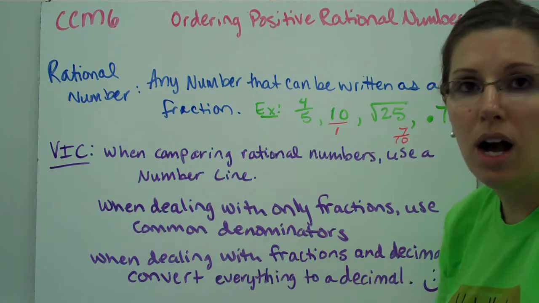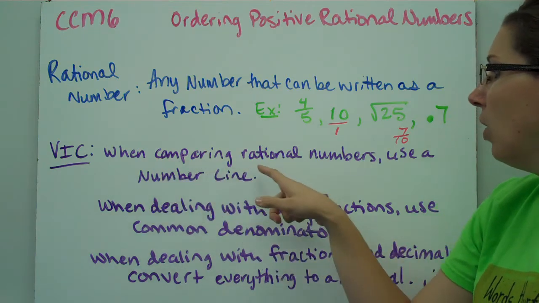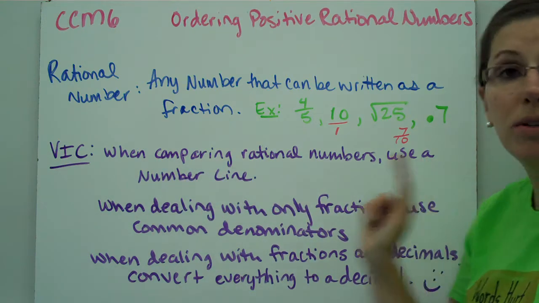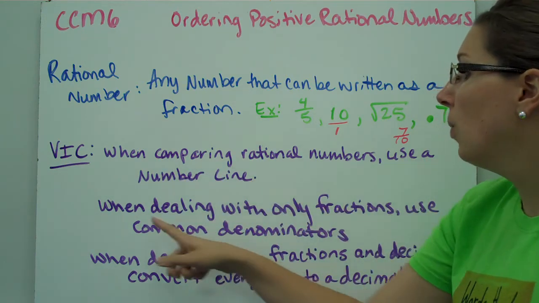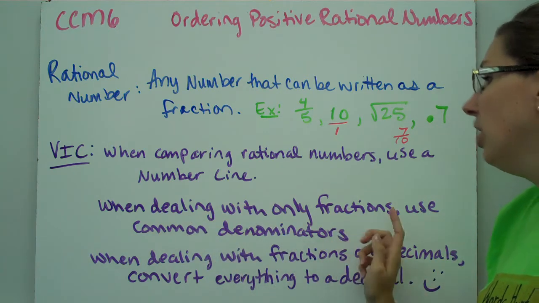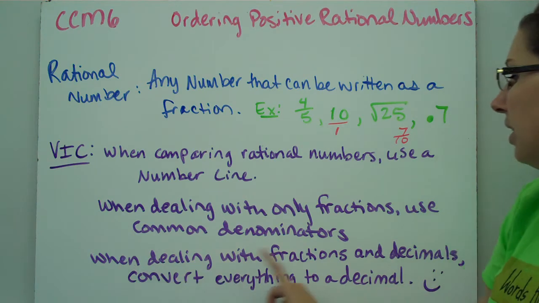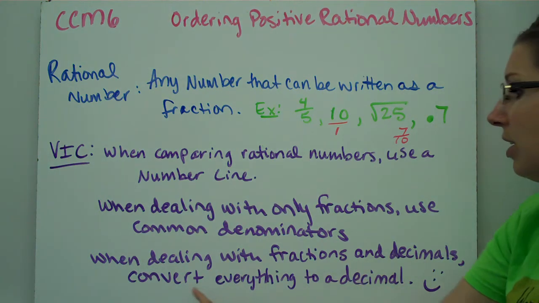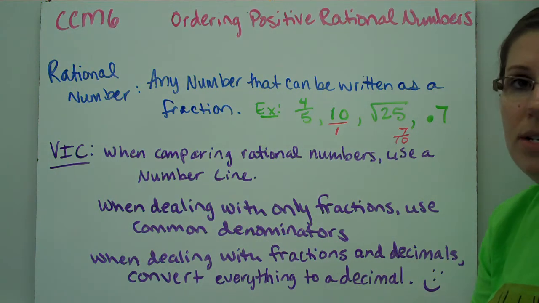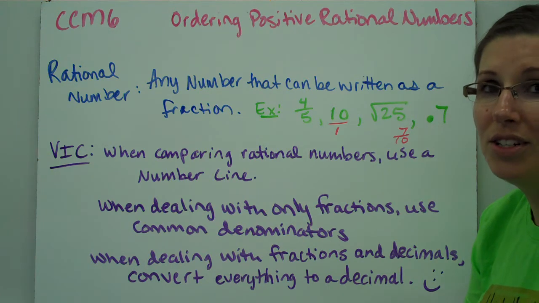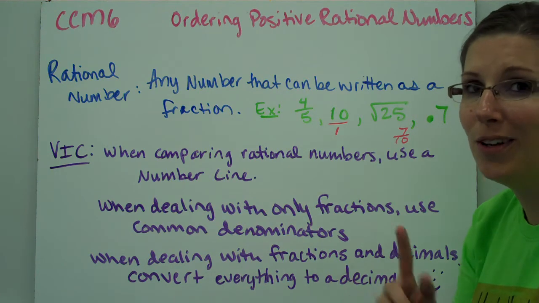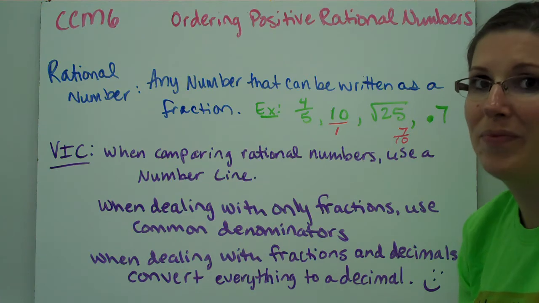Some very important concepts. When comparing rational numbers, you can use a number line. When dealing with only fractions, use common denominators so you can compare. And when dealing with fractions and decimals, convert everything to a decimal. To convert everything to a decimal, you'll have to use long division.